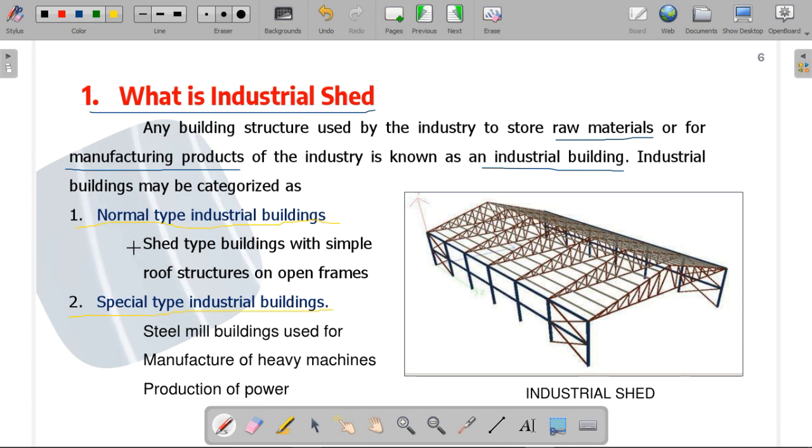In the normal industrial type you have industrial shed type buildings with simple roof structures and open frames. This is the structure that we are talking about, a very simple structure with open frames and a truss on the top. The special type of industrial buildings are those used for purposes other than storage, such as manufacturing heavy machines, production of power, and steel mill buildings. So these are the special industrial buildings, and this is the simple industrial building. We are trying to design the normal type of industrial building in this particular course.